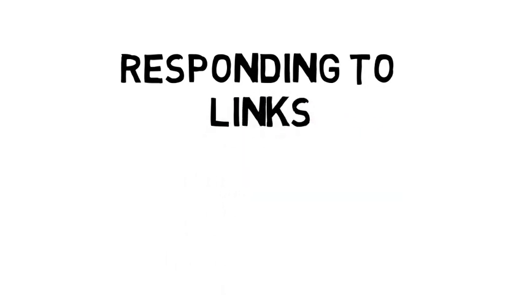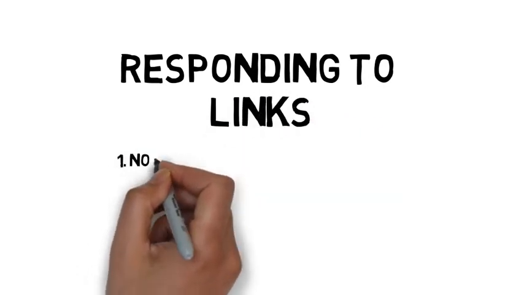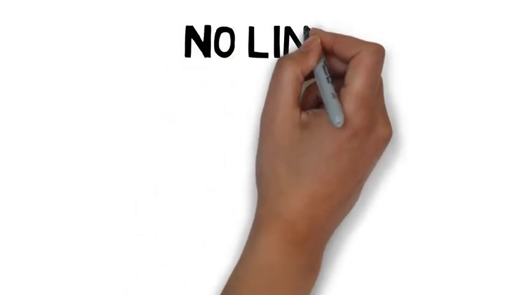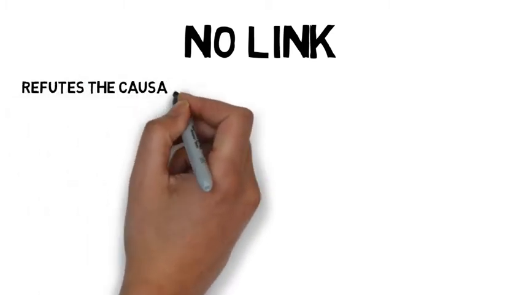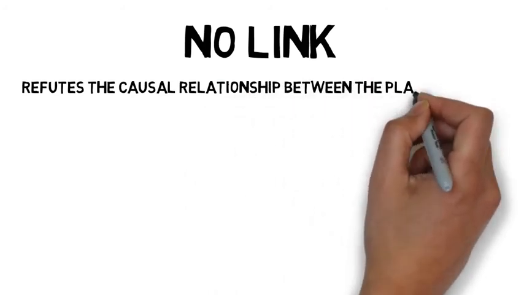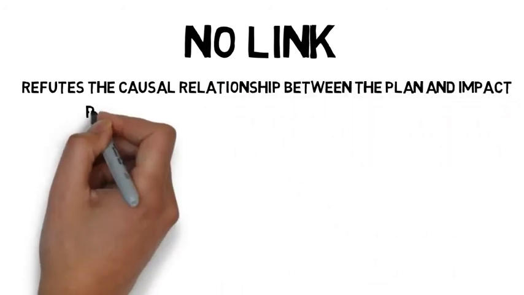There are some devastating arguments that the affirmative can make in response to the link level of a disadvantage. The first, no link. This is simple. In debate, a link is the explanation of the causal relationship between your advocacy and some really bad impacts. It links your advocacy to those impacts. So a no-link argument simply dispels the causal relationship between the advocacy and the impacts.